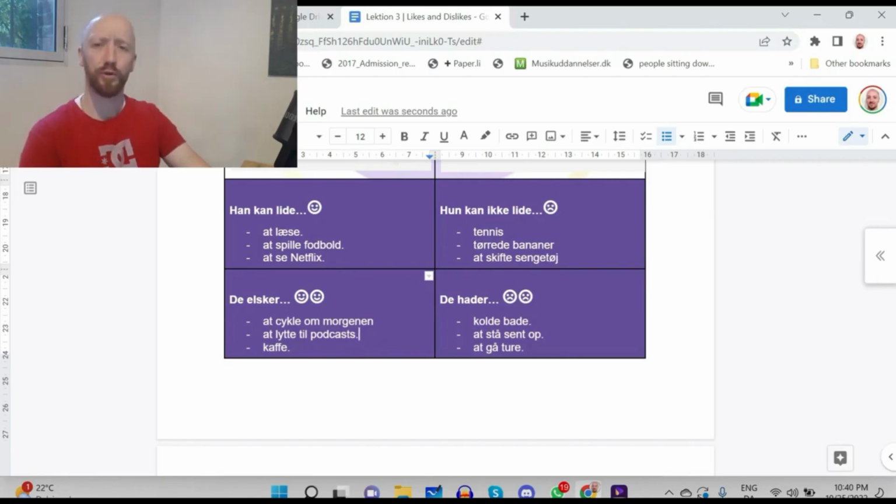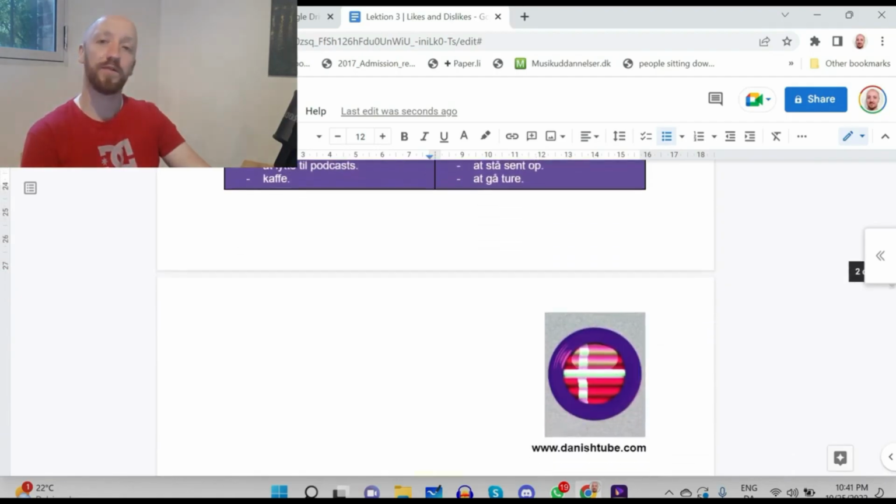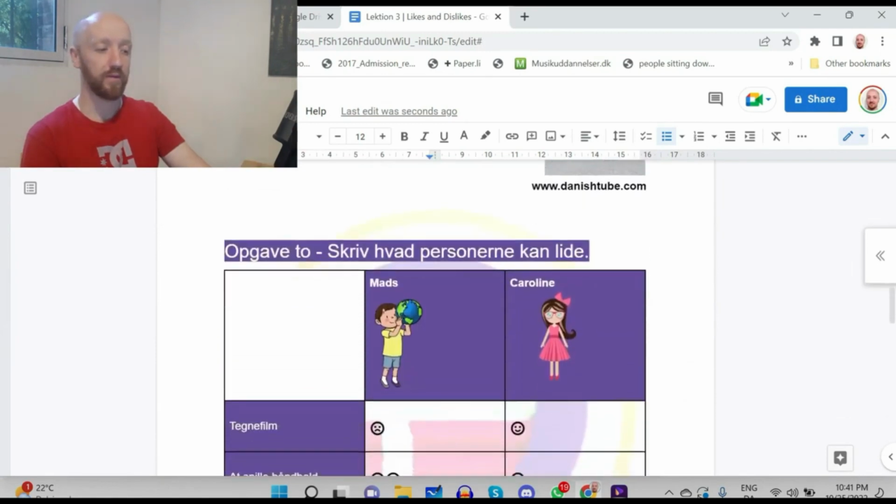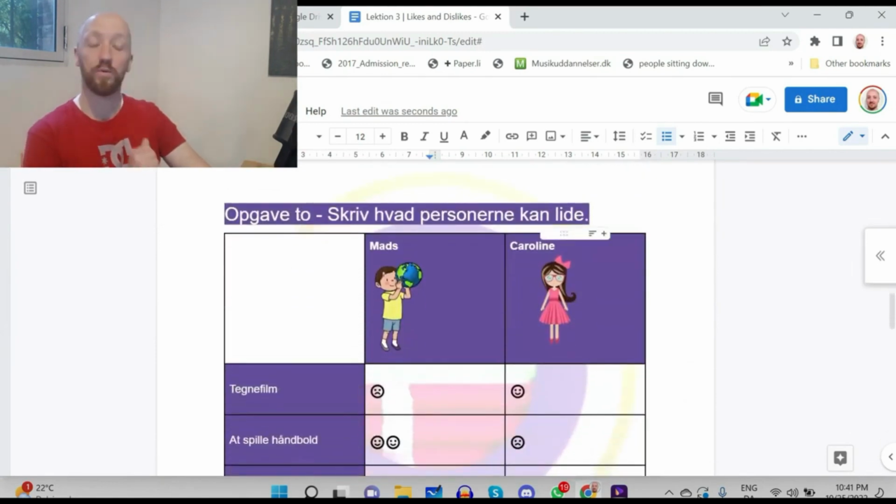Then we have 2 sad faces. 2 triste emojier. De hader. They hate. Kolde brusebade. At stå sent op. Og gå tur. They hate cold showers, getting up late, going for walks. Cool, so we have like, don't like, love and hate. Easy examples. Hvis vi nu scroller ned, if we now scroll down, we have opgave 2.